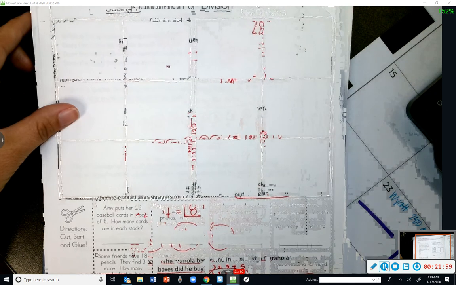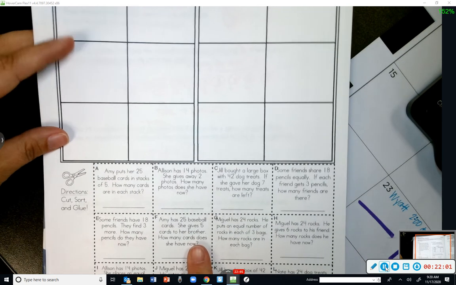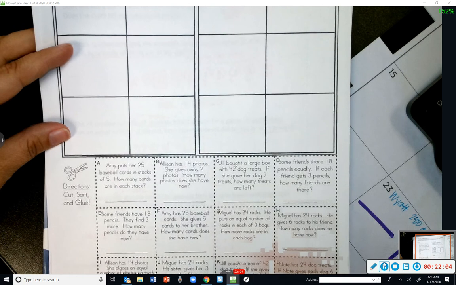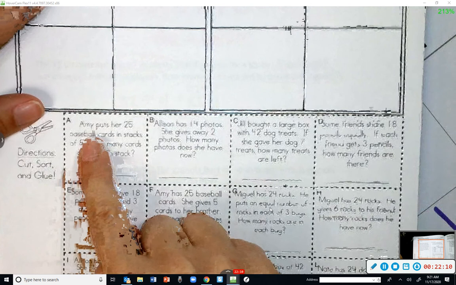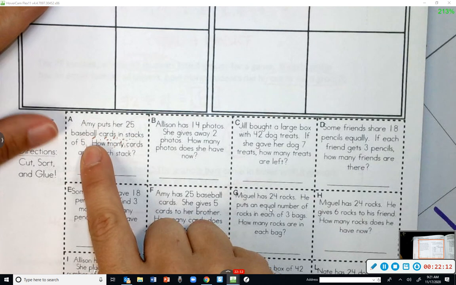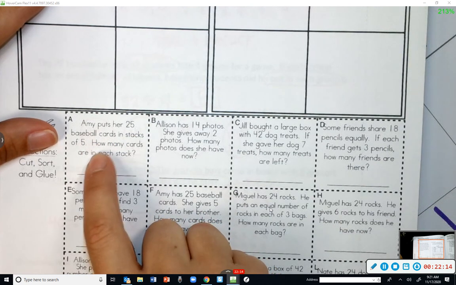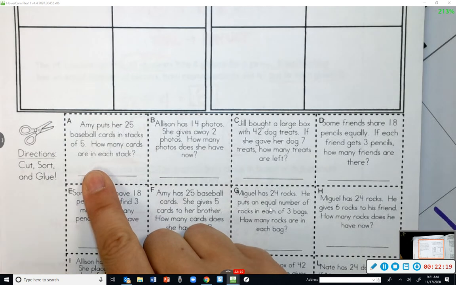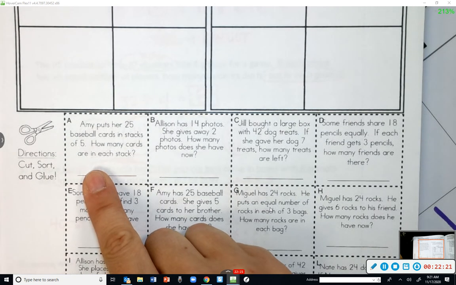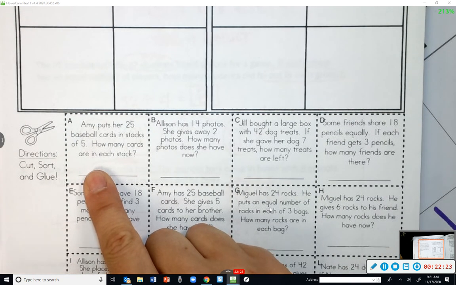Okay, for your assignment today, you are sorting word problems. Do you think I want you to solve the word problems? Yes. Okay. So for A, it says, Amy puts her 25 baseball cards in stacks of 5. How many cards are in each stack? Okay. So I'm going to give you a scratch sheet of paper and you will work these out. I need to see the work for you to get credit.